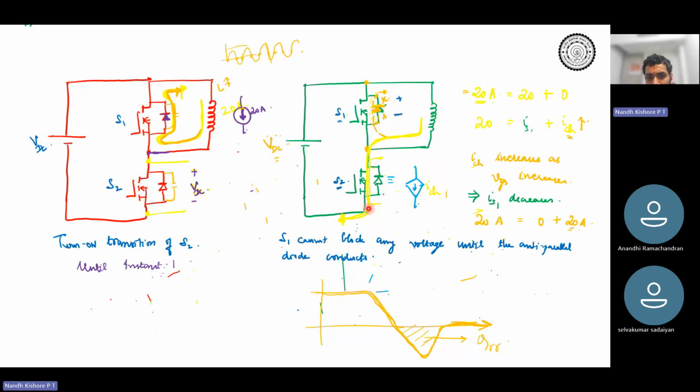Entire current will start flowing through S2. It has to flow, right? Because there is a current source, right? So there is no splitting of current once the current source value becomes equal to the actual 20 amperes.